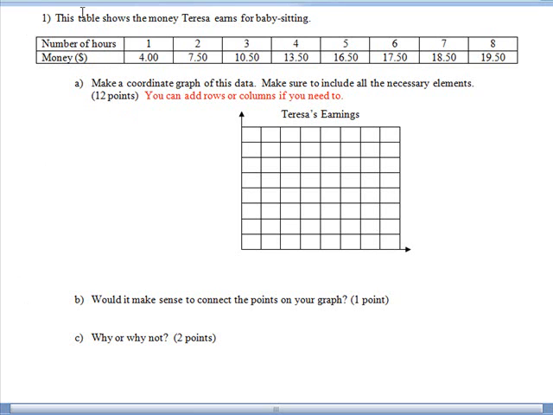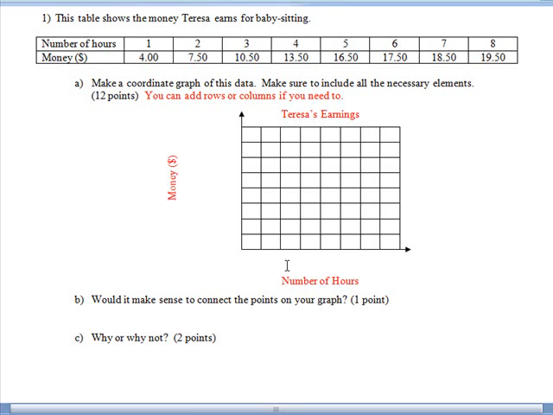But why are these two variables independent and dependent the way they are? The amount of money that Teresa makes is going to depend on the number of hours she works. So these numbers depend on these numbers. Therefore, this variable is the dependent variable. Now that we have our title and variables down, what's next? We need to add our scales.